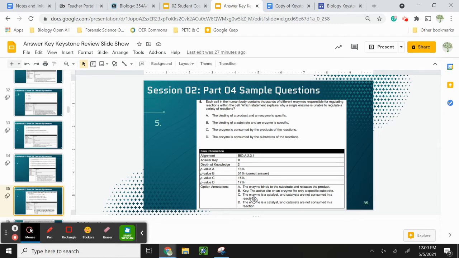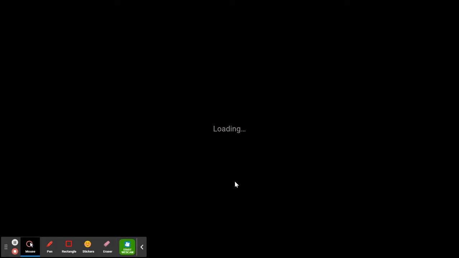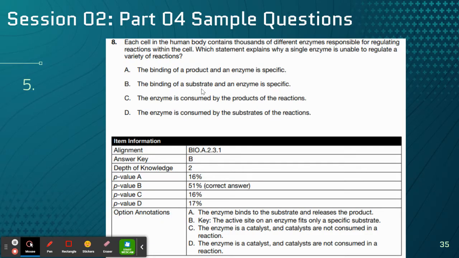Okay, so for number 5, we know that enzymes and products don't bind together. So I'm going to say A is not the correct answer. We know that enzymes and substrates do. It's the enzyme substrate complex. It's the lock and key mechanism. So that feels right to me because it's specific, which means it only works for one specific substrate, just like your key only works for one specific lock.